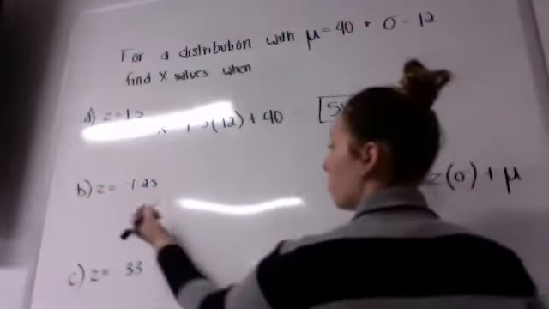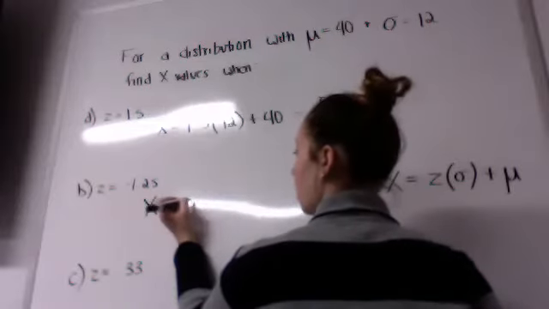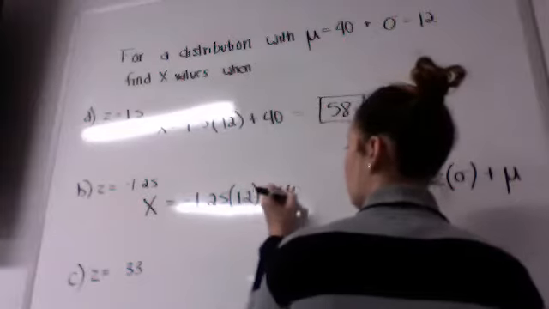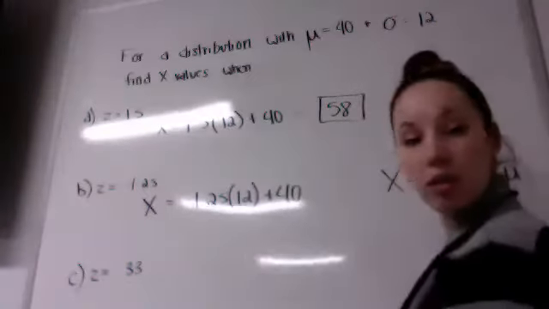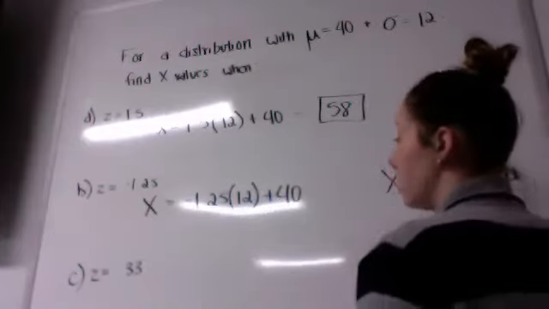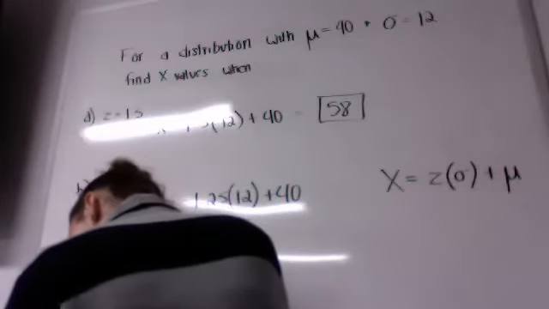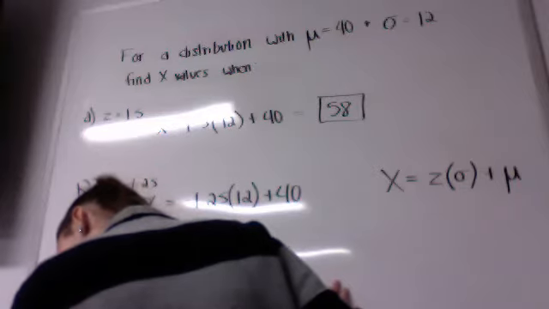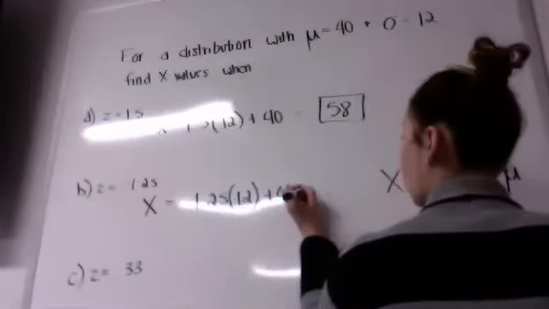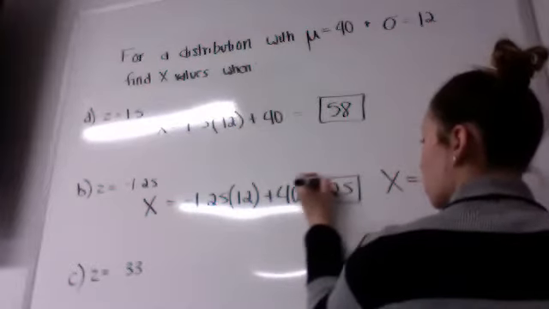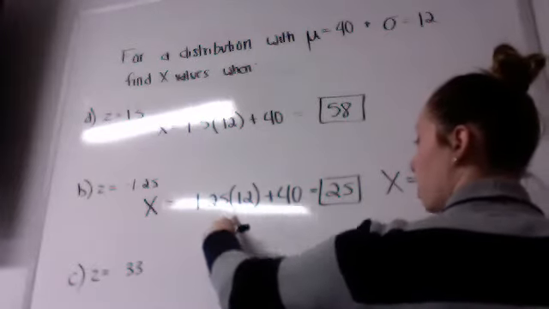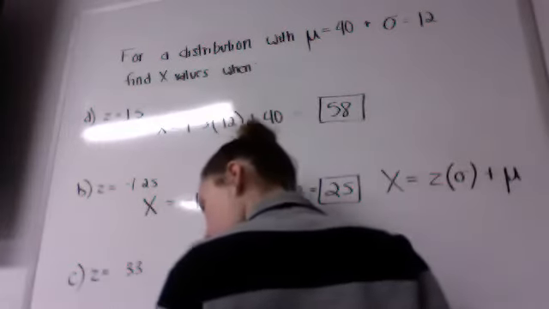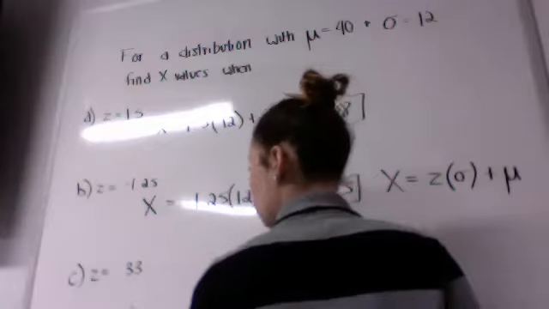The next one here, you set it up the same way. Negative 1.25 times 12 plus 40. This stuff stays the same because we're working with the same parameters for the population. So here we get a final answer of 25. So we multiply our 12 by our -1.25, and then we add 40, and we get 25 when we do that math.